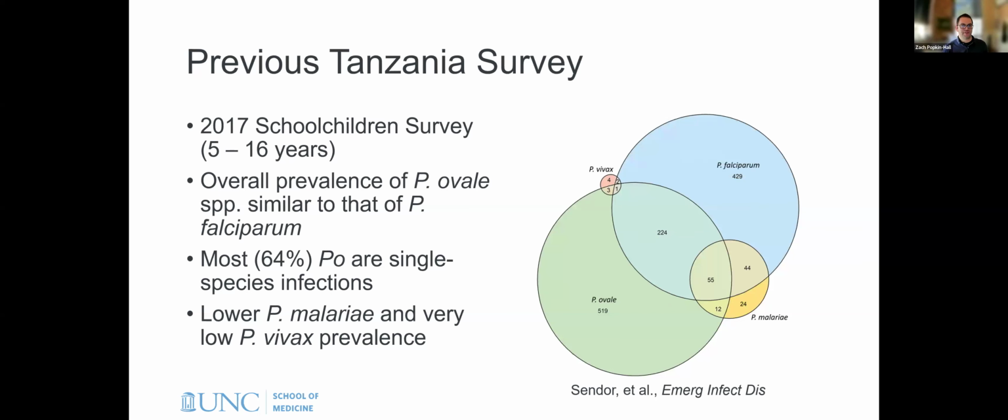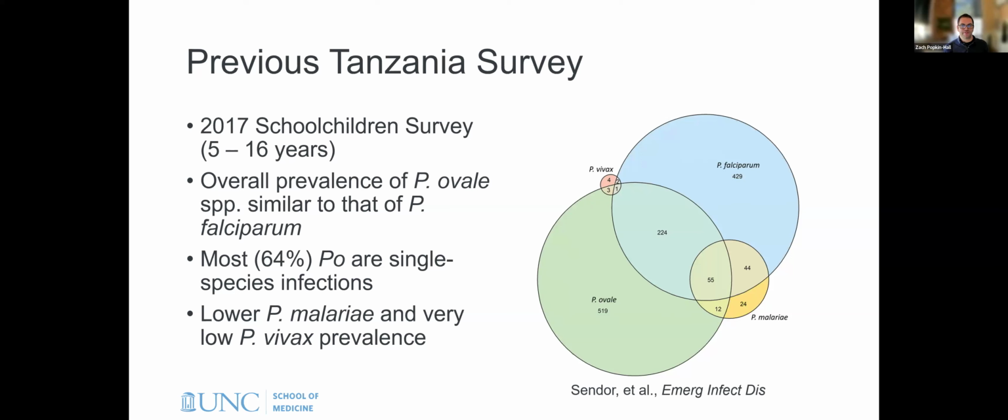So this is work that was done by a PhD student in our lab, or the manuscript at least was, Rachel Sender. And this is analysis of the 2017 National School Children Survey, which surveyed children in schools in Tanzania between ages 5 and 16. And what was really striking about this study is that it showed that the overall prevalence of Plasmodium ovale was similar to that of Plasmodium falciparum.